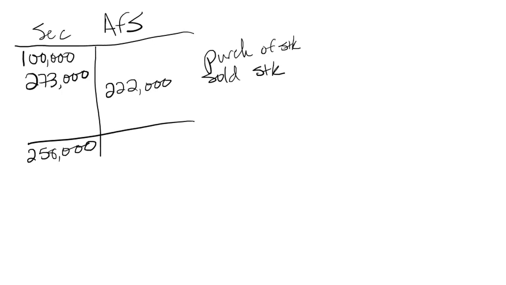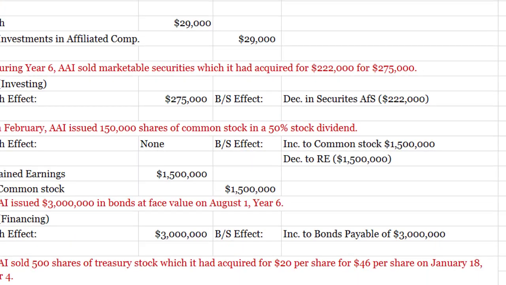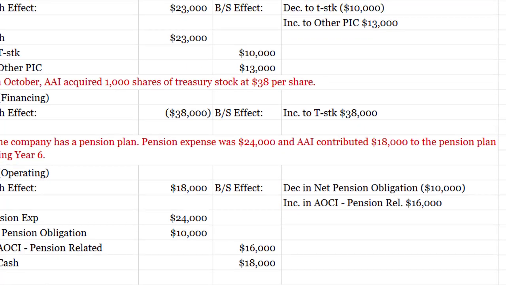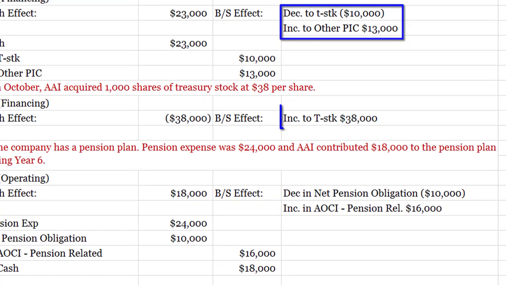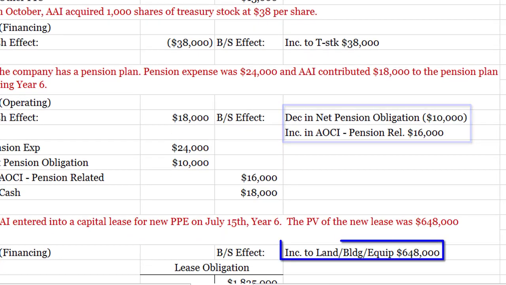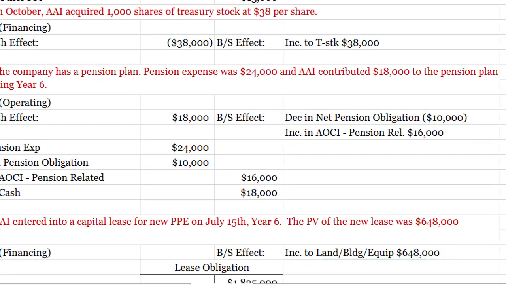Let's see if there's anything else. Common stock, retained earnings, bonds payable. We'll scroll down again. Treasury stock, other paid in capital, treasury stock, no. Pension obligation, OCI, land building equipment. No, that's the last one down there, that land building and equipment. Those are the only transactions I've accounted for where I've already taken care of the cash and said, here's what the balance sheet effect would be.